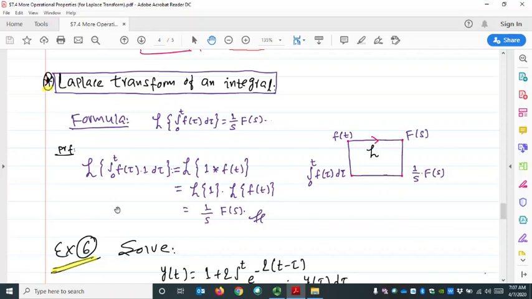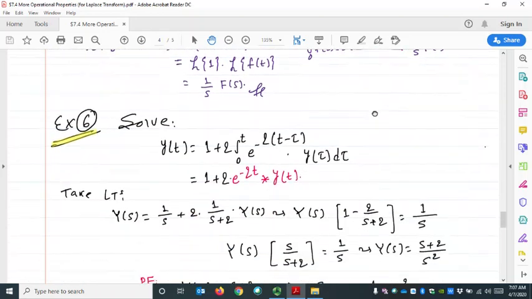So, a quick proof. The left hand side, by the definition, is simply the Laplace transform of this convolution, and the Laplace transform sends the convolution to the product of the transforms. So the Laplace transform of 1 is 1 over s, times the Laplace transform of little f of t, which is capital F of s. Great. Let's move on.